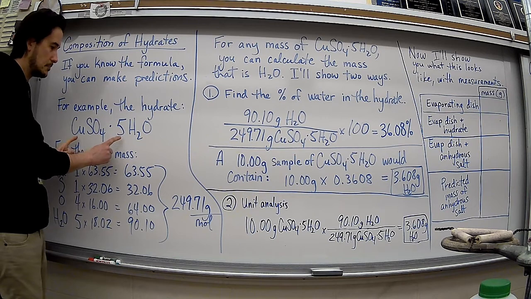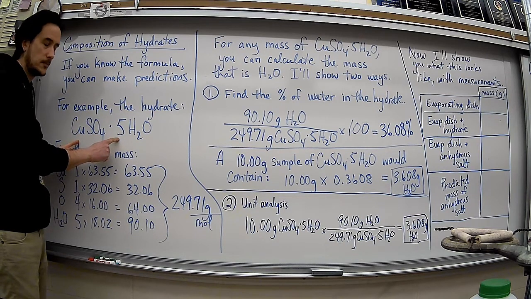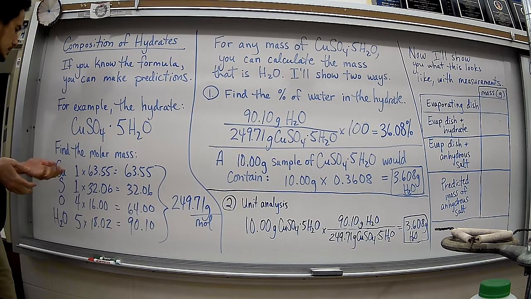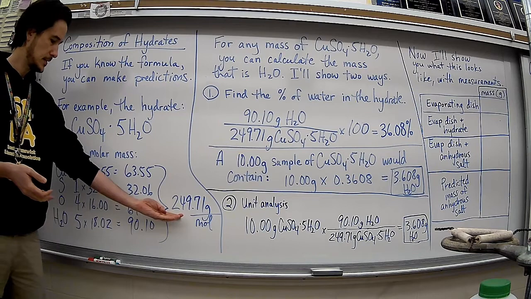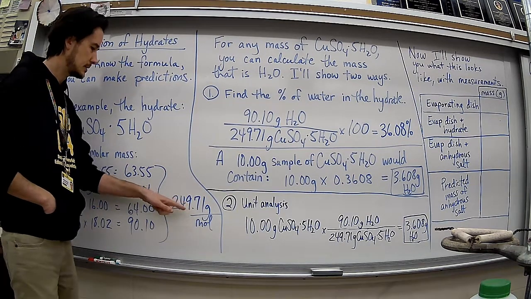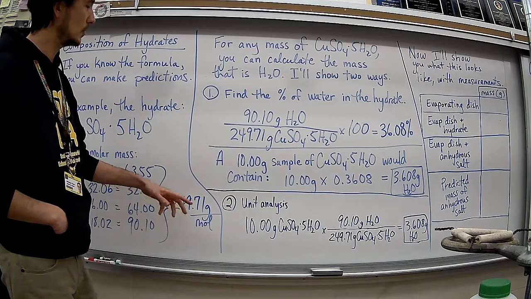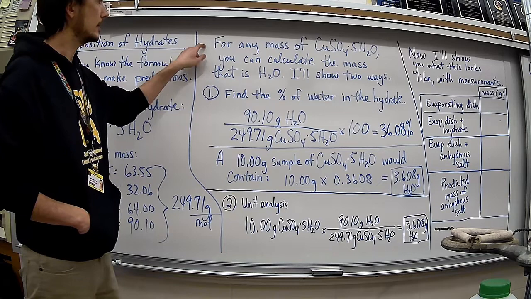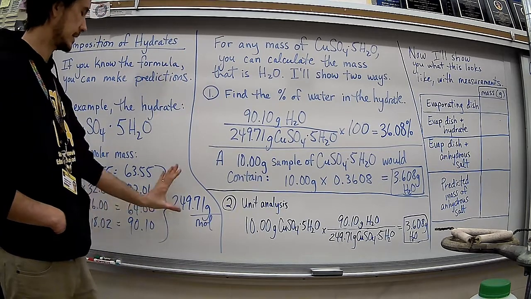This is a mole ratio, by the way. When you see this 5 here, there are 5 moles of water for every 1 mole of copper II sulfate. All right, so we get the molar mass, and the molar mass is 249.71 grams. Actually, it depends on the molar masses you use. You might get a little different number based on rounding.